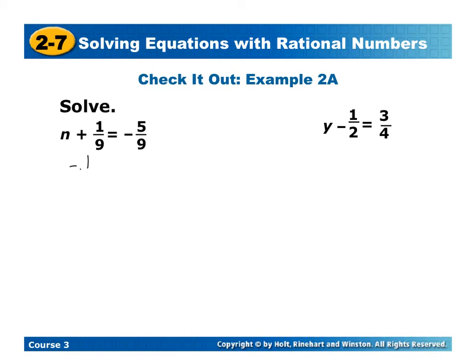So now I'm going to go ahead and subtract 1/9 from both sides. These are going to cancel out. Negative 5/9 minus 1/9 gives me negative 6/9. But I can divide by 3, which gives me negative 2/3.